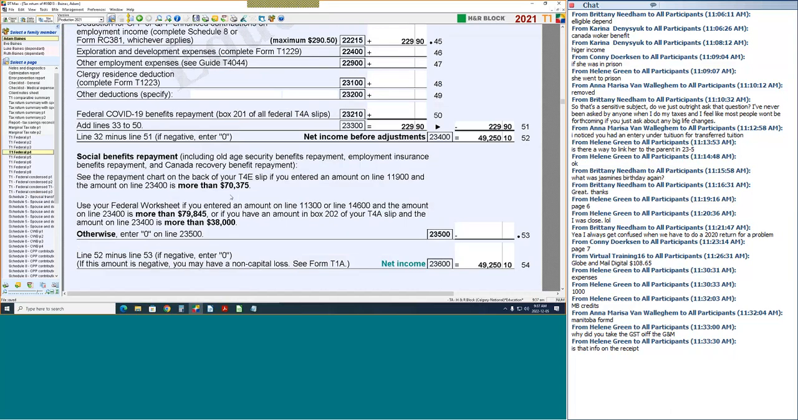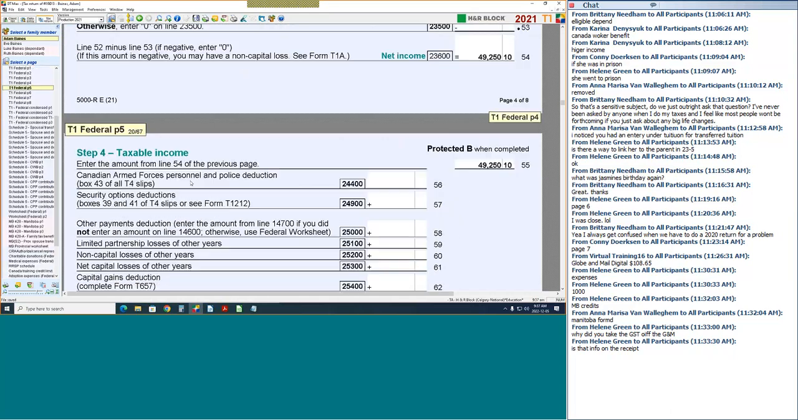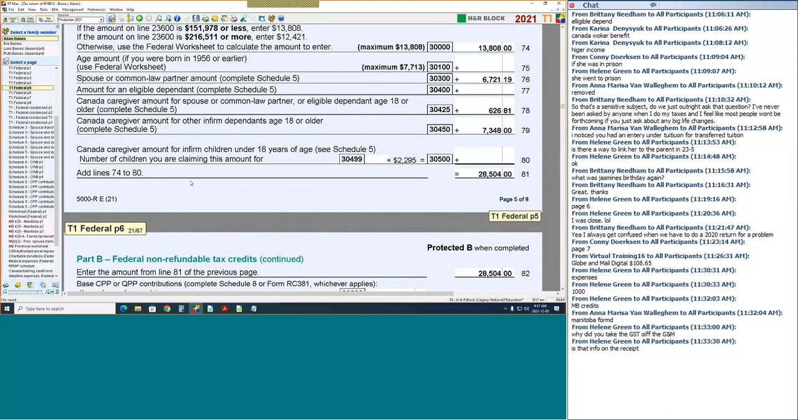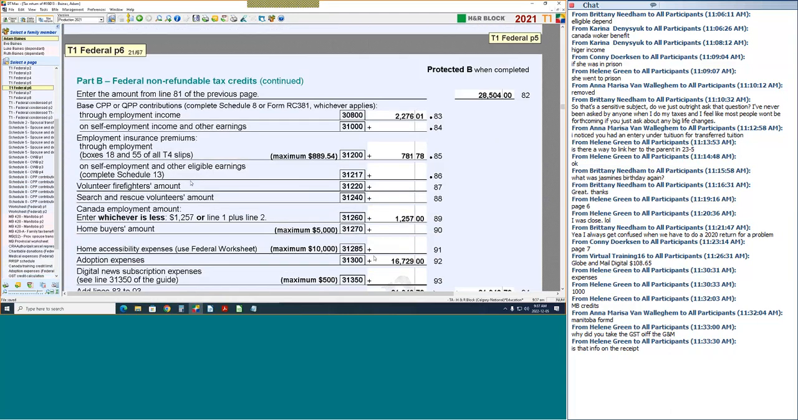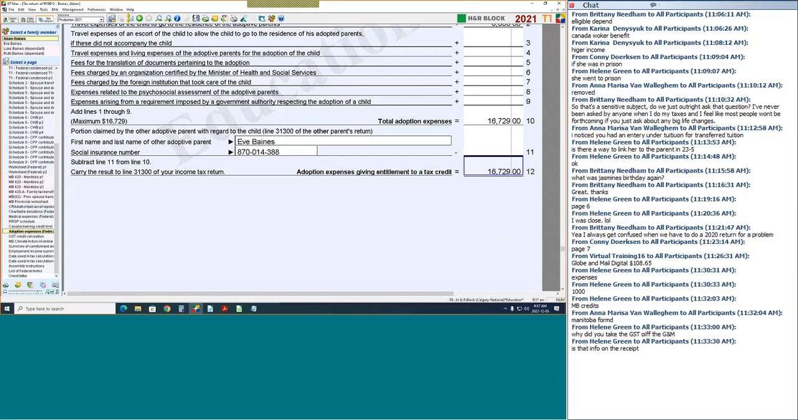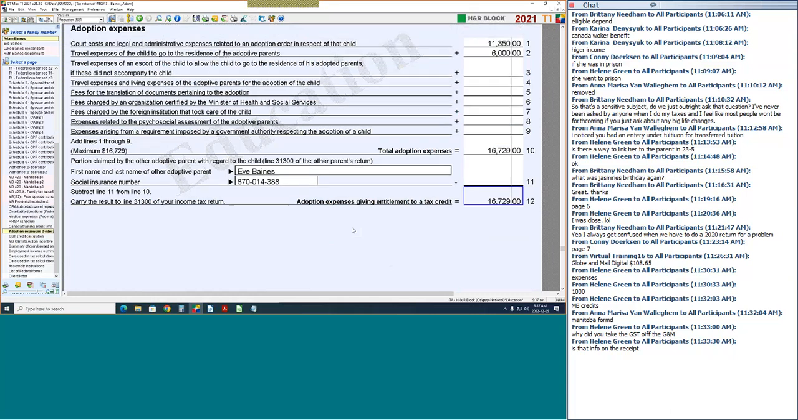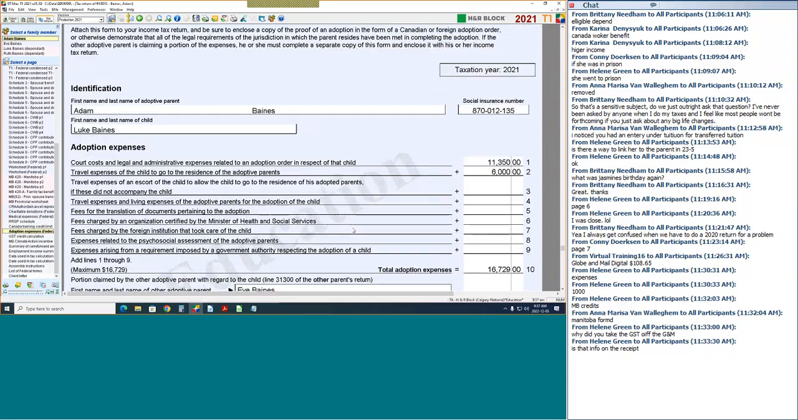And here, if we have adoption expenses, I should have $16,729. If I want to know where that came from, hopefully the computer will tell me. And you're going to notice it's going to give me a nice worksheet.